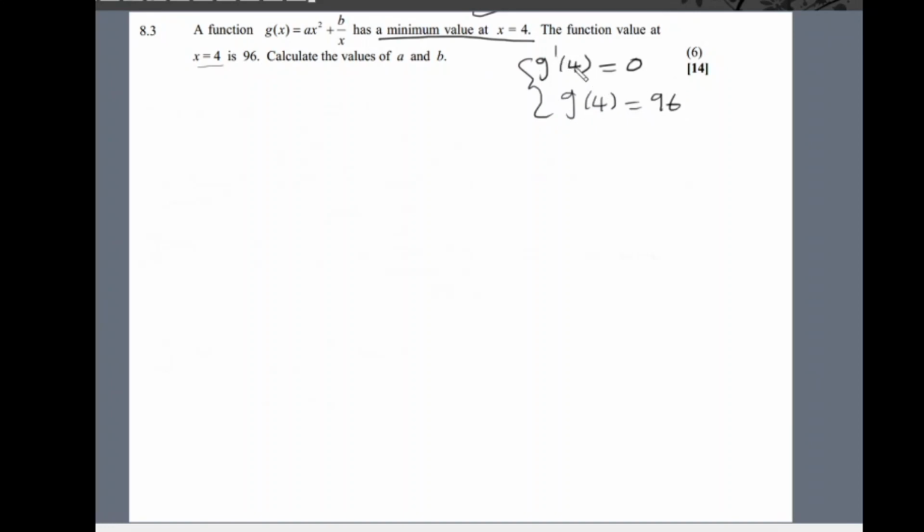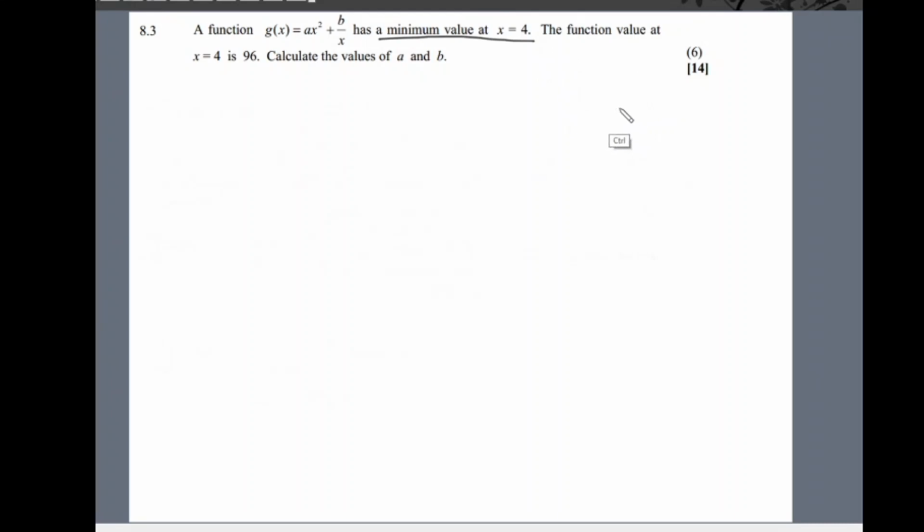Here I have g prime 4 equals 0, which is the gradient of the function at x equals 4. And here I have g of 4 equals 96, which is the value of the function at x equals 4. They are two different things, right? So now with this given information we can go ahead and calculate the values of a and b.